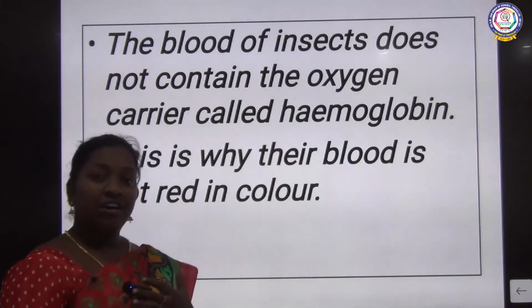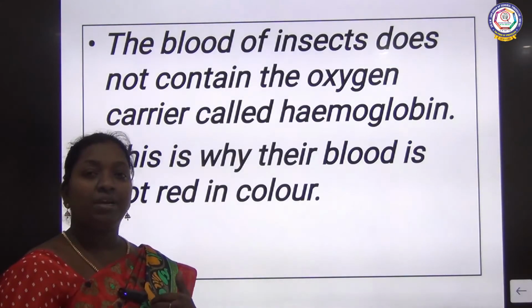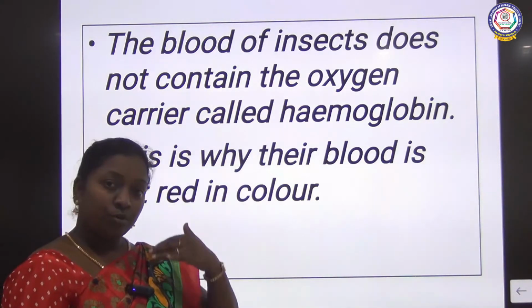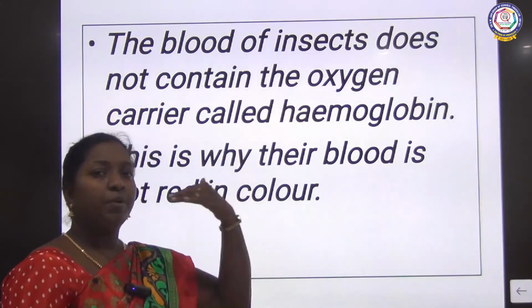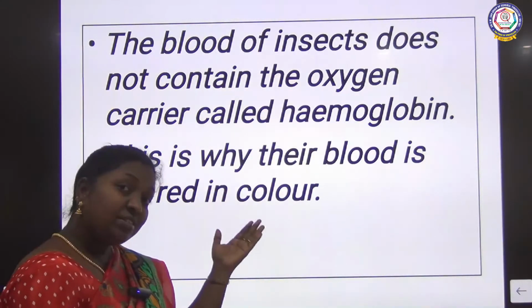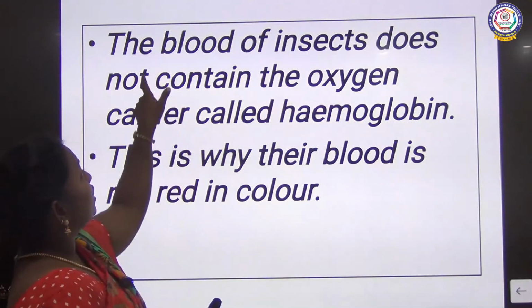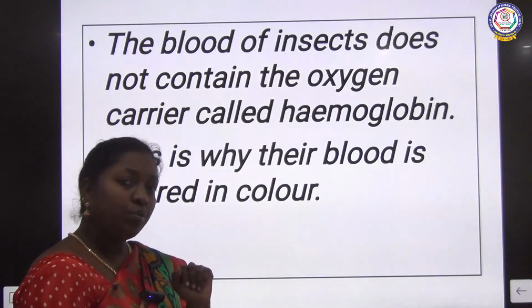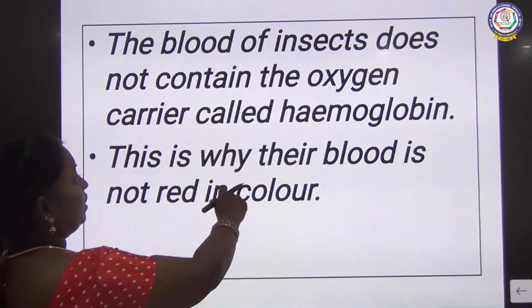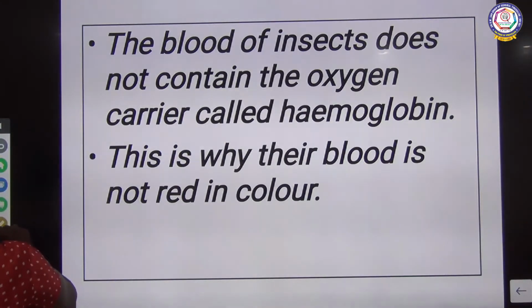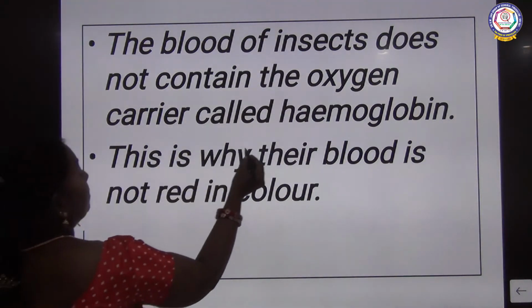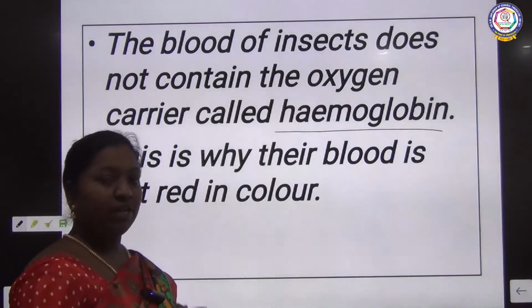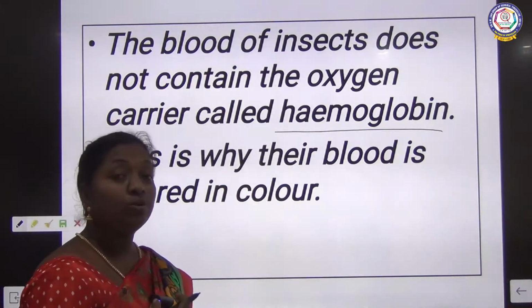Do you know why the color of our blood is red? In our blood, hemoglobin is present. Due to that, oxygen is able to be supplied to all parts of the body, isn't it? The same way, insects also have blood. But look at this, the blood of insects does not contain hemoglobin. When hemoglobin is present, it carries the oxygen to all the body parts. When it is not present, how do they breathe?